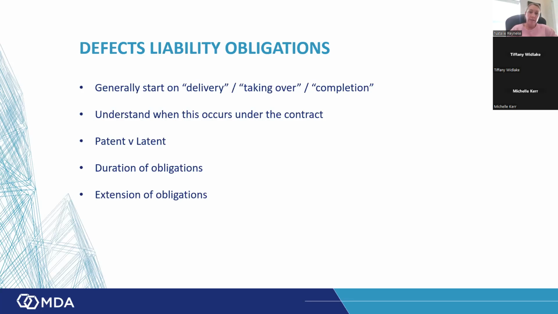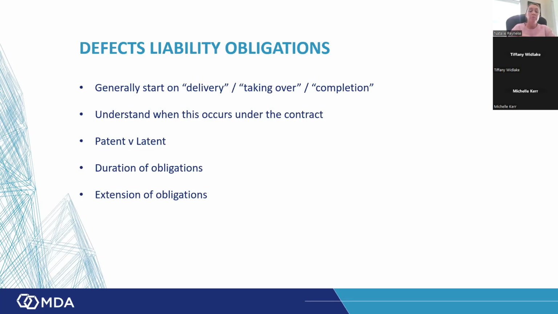And patent versus latent, that is just a legal term. Patent means that it was visible with the eye upon reasonable inspection, and latent means that it was there at the time of the inspection, but it was not visible to the eye. So that's the difference between the two. Your latent defects would manifest themselves after the inspection has happened, after the defects liability period has been completed. There was something that was there at the time, but it wasn't something that was seen by the eye. That's the difference between those two.